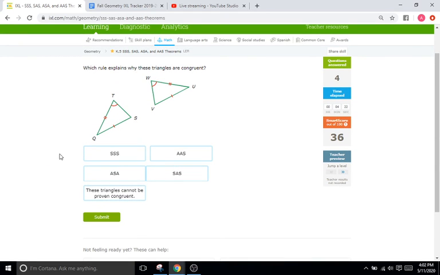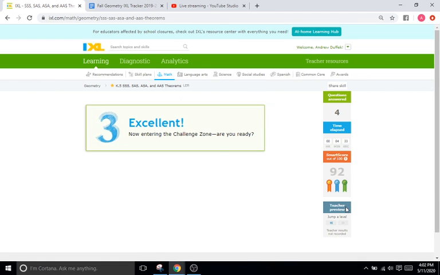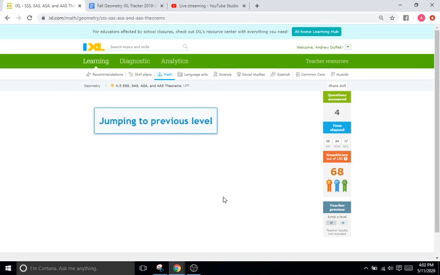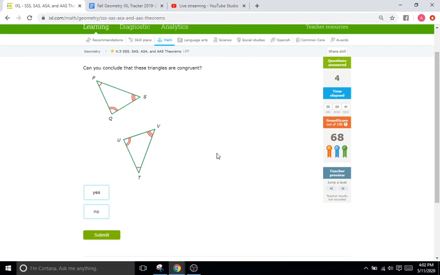Okay, so you get the idea. It's just going to be a series of problems involving the theorems right here. Actually, let me go back down here. What was that? Yes or no? Can you conclude that these triangles are congruent? Okay, so when you get to a certain level, they don't give you any of the options. You just basically have to come up with some.